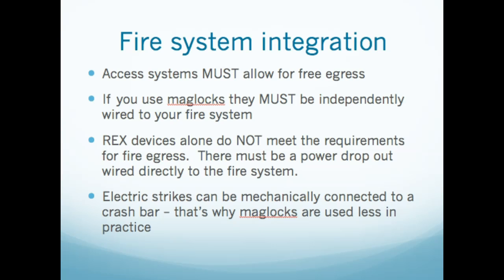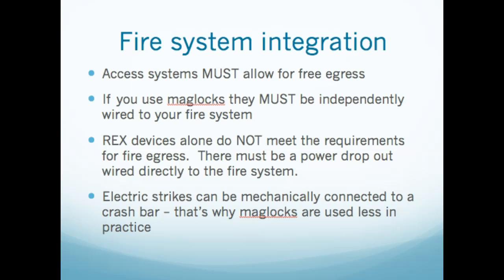But any other system, you have to allow people to get out of a building, to get out of a room. You can't chain rooms shut. There are a number of horror stories about factories that chained emergency exits because people were going out those emergency exits to smoke cigarettes on their breaks, setting off alarms. And so they chained them shut and then had fires. You must allow for free egress, okay? If you use mag locks, they're particularly susceptible, and they have to be independently wired to your fire system.